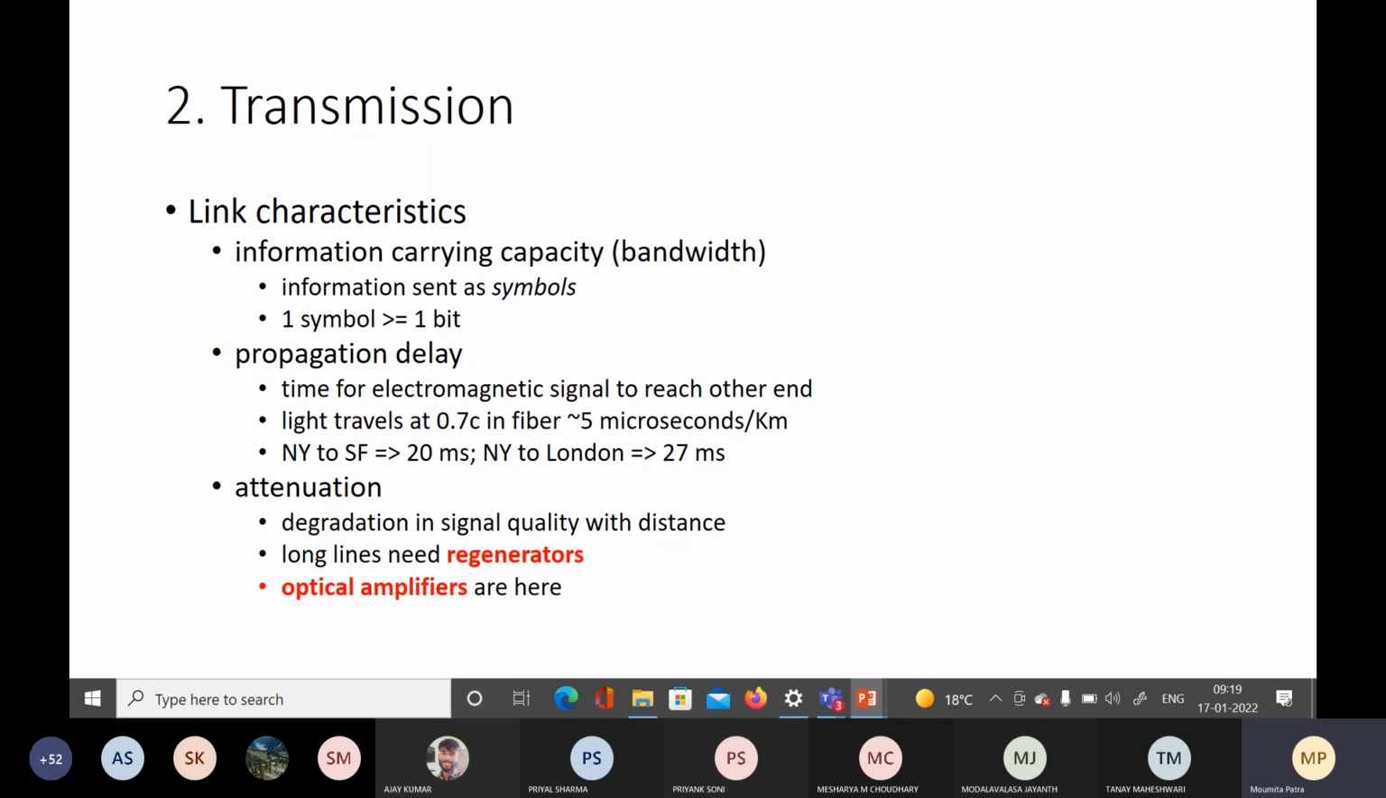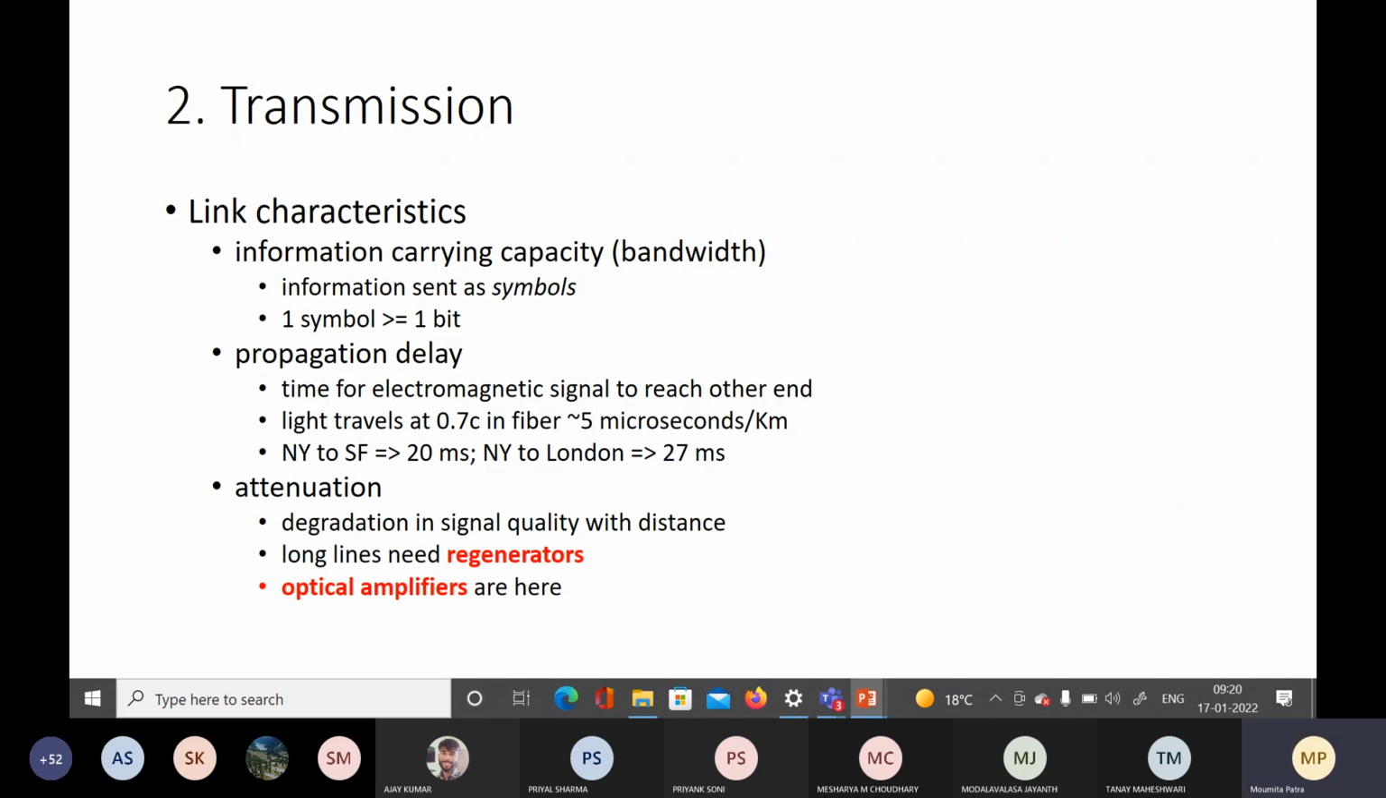These are some probable distances that have been given. New York to San Francisco, 20 milliseconds is the time. New York to London takes 27 milliseconds propagation delay. So that's how fast your optical fiber can actually work.